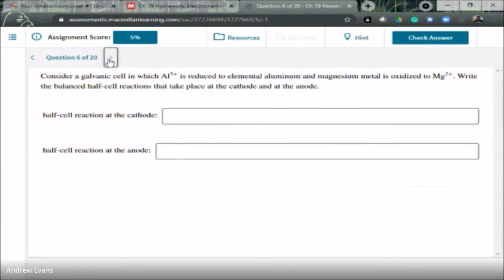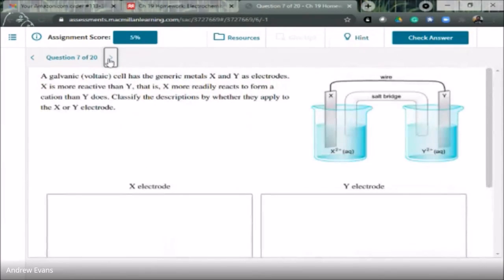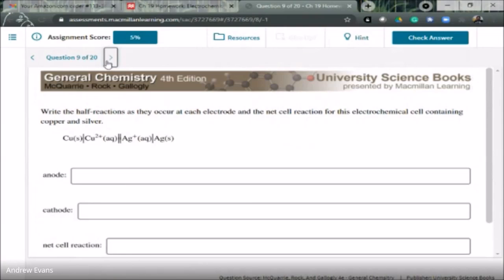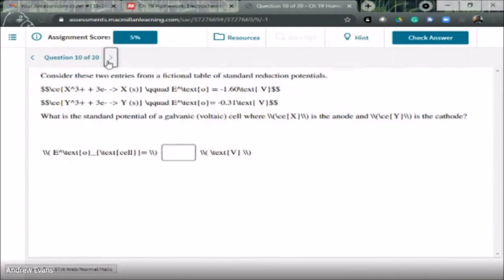This one asks you to write the cathode and the anode. Remember, cathode is reduction, anode is oxidation. Setting up the parts of the electrode. Classify these descriptions. Looking at the circuit, you have an interactive here to show what's going on. We'll look at some of these more, like what's the half reaction of the anode, what's the half reaction of the cathode, and then the net cell reaction. So some of these are just understanding how they're set up.